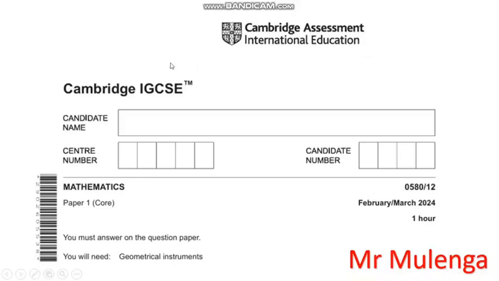So in this presentation, we are going to look at Cambridge IGCSE Mathematics Paper 12. The code is 0580. So this is a paper that was written in February-March 2024. So this is paper 1. We're just going to look at the first 4 questions. So we're going to start with our question 1.